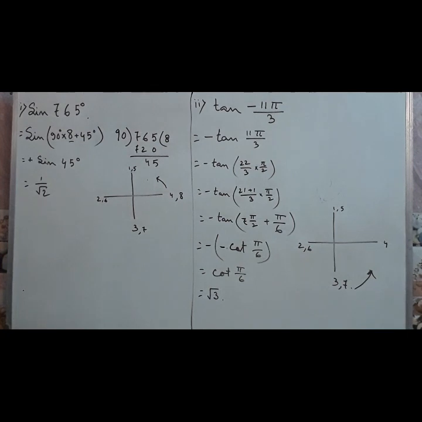Now we shall discuss the process to find the values of trigonometric functions for some angles other than acute angles. In the first example we took sin 765 degrees. In the first step what you have to do? Divide this 765 by 90. In this division we get 90 into 8, that is 720, so 45 remainder. So 765 can be written as 90 into 8 plus 45.